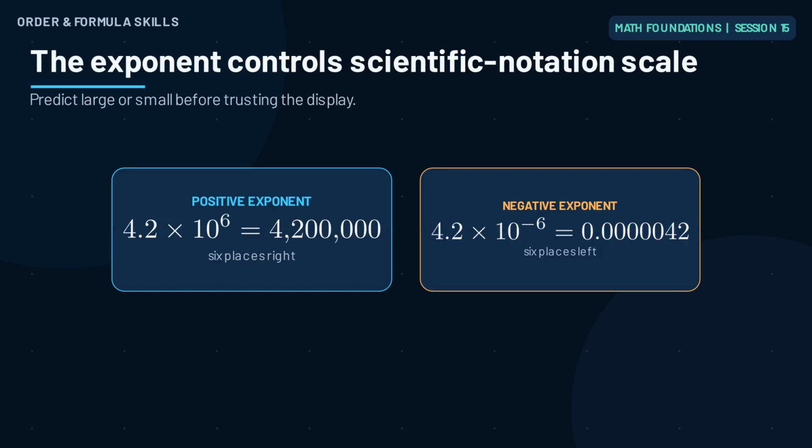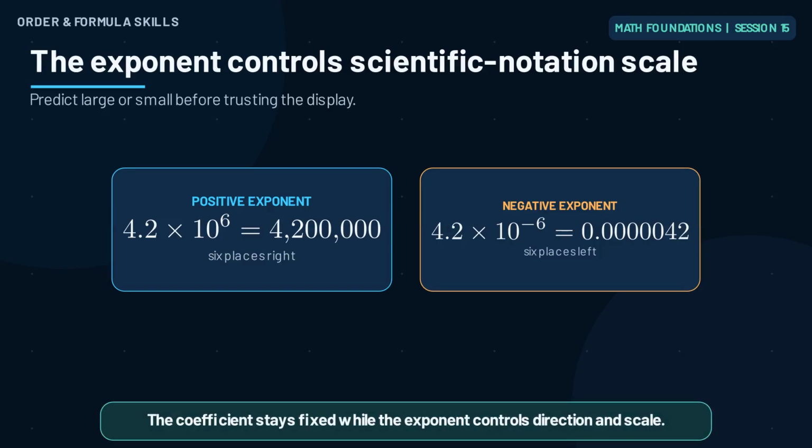A negative exponent moves the decimal 6 places left, producing 0.000042. The coefficient stays 4.2, while the exponent controls scale and direction. Predict large or small from the exponent sign before trusting a calculator display. Magnitude prediction catches many exponent entry errors.